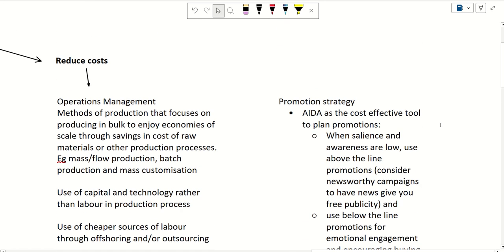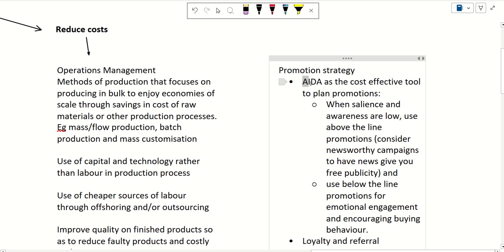Remember here it's about reducing costs. So AIDA is actually created as a promotion plan strategy, as a cost-effective tool to plan promotions. Why is it cost-effective? Because it gives you an approach to actually reach out to the most number of people at the start, using certain types of promotion. So when we talk about cost of buying, it's always about cost of buying. How much do I have to spend in order for the consumers to buy? This is my business cost.